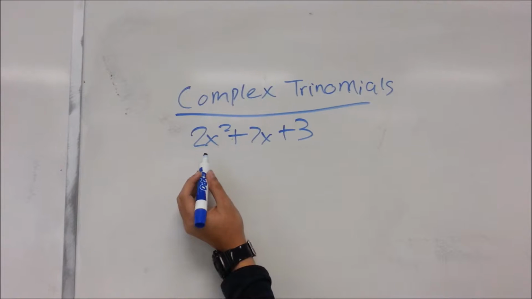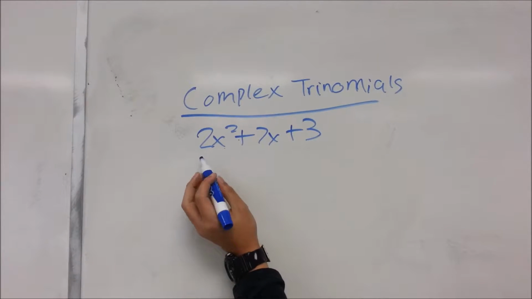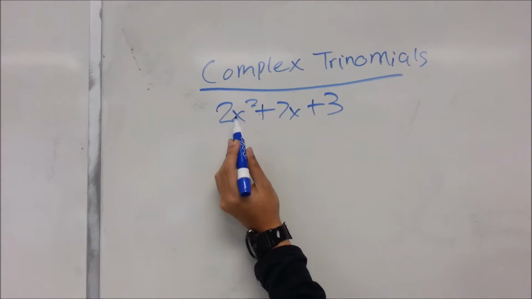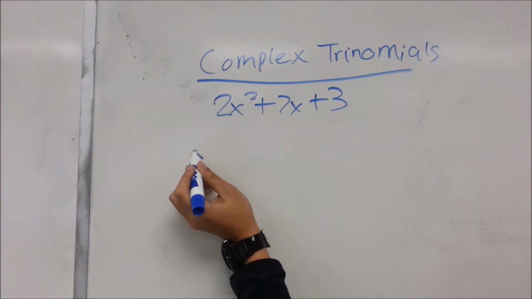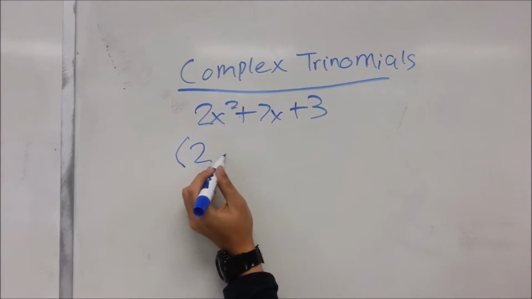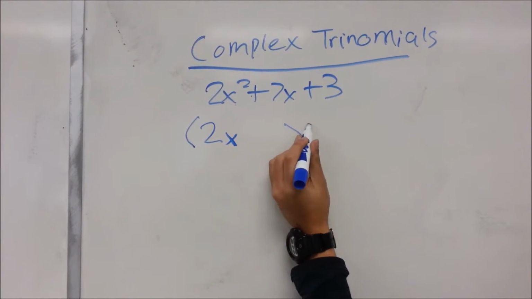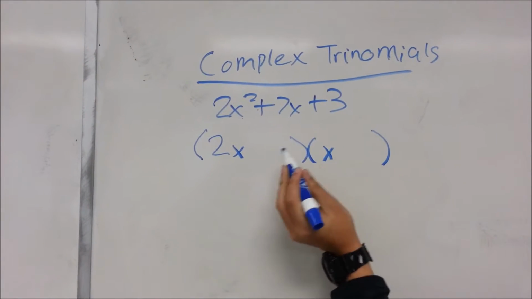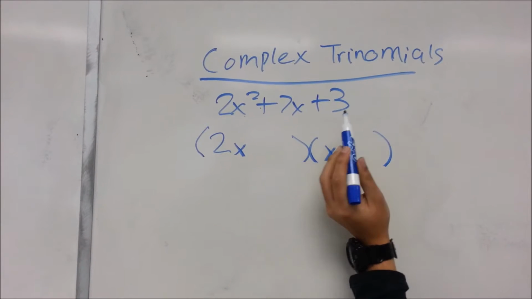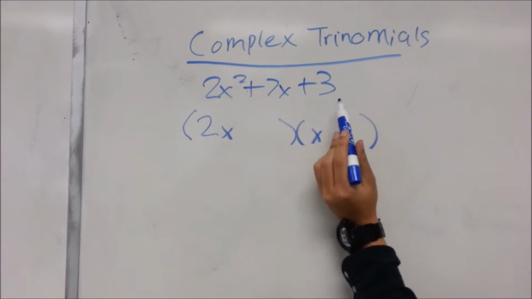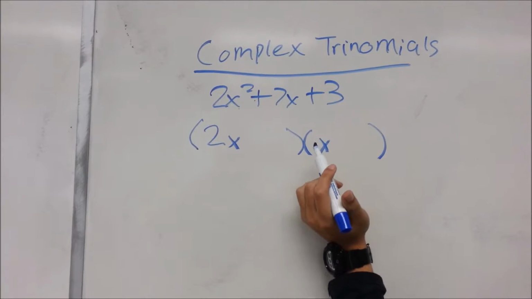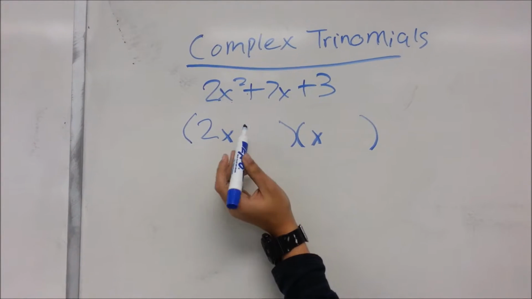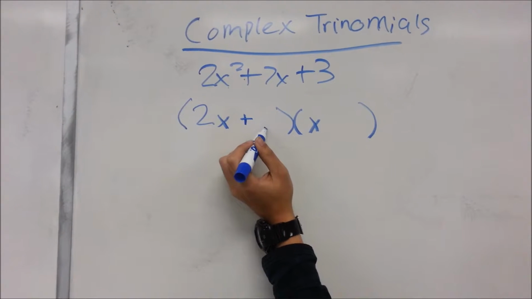So first step, you've got to find the factors of the a value. In this case, it's 2, so you find the factors of 2. It's only 2 and 1, right? So 2x, and just simply x afterwards, gives you 2x squared. Now, you've got to find the factors of 3. The only factors you can get from 3 are 1 and 3, right? So all I've got to do is simply put them in the brackets as well.